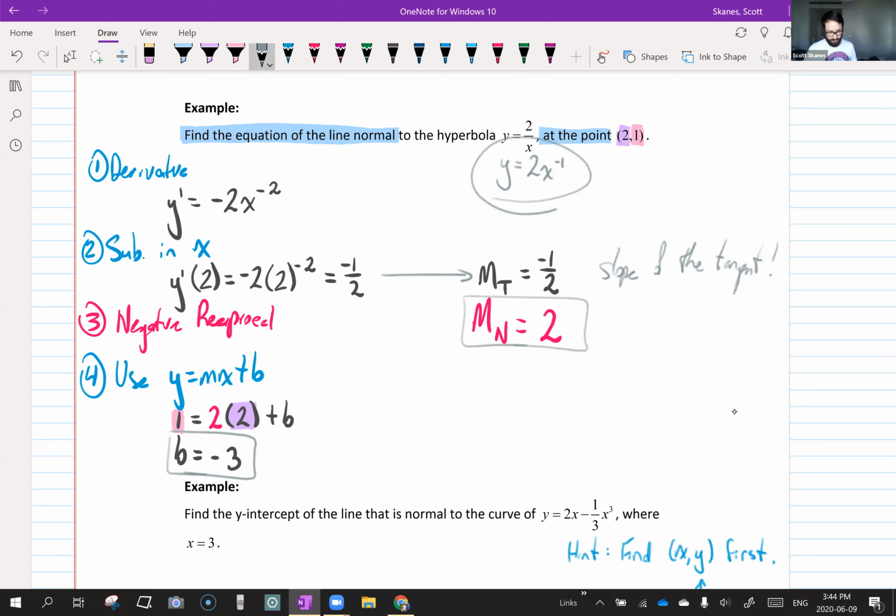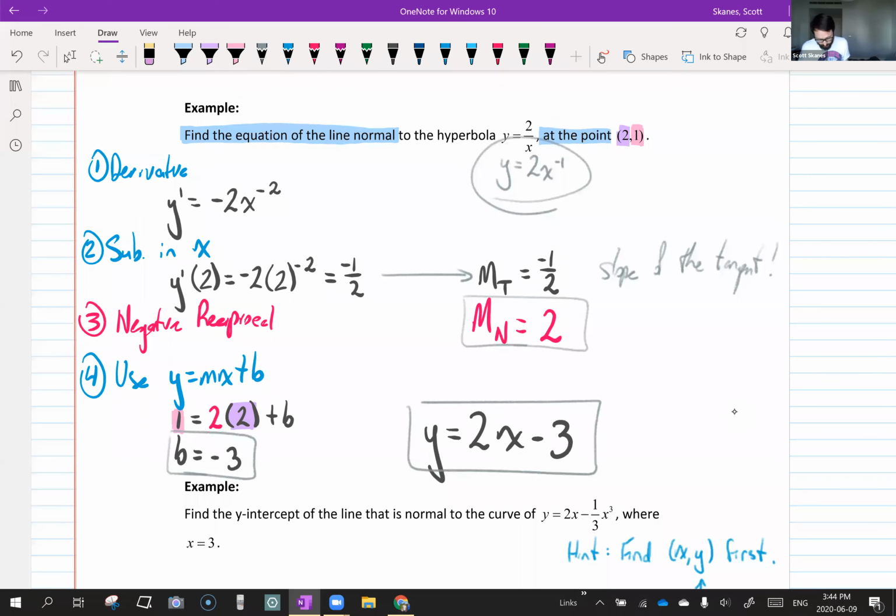That question's not finished. I need to write my final answer. Y equals mx plus b. Just replace m and replace b. That's my final answer. It's the equation of the tangent line. This was the slope of the normal.